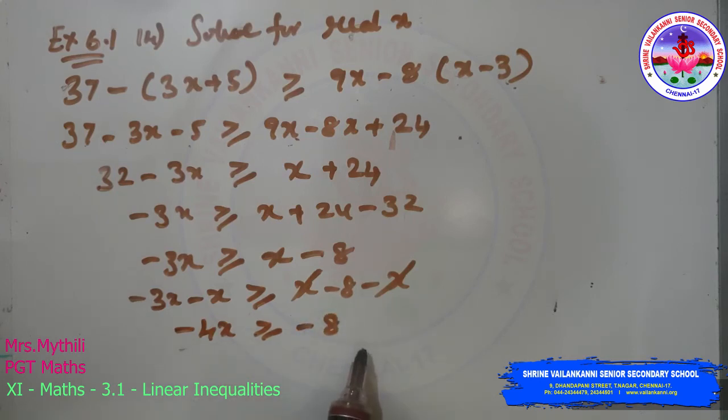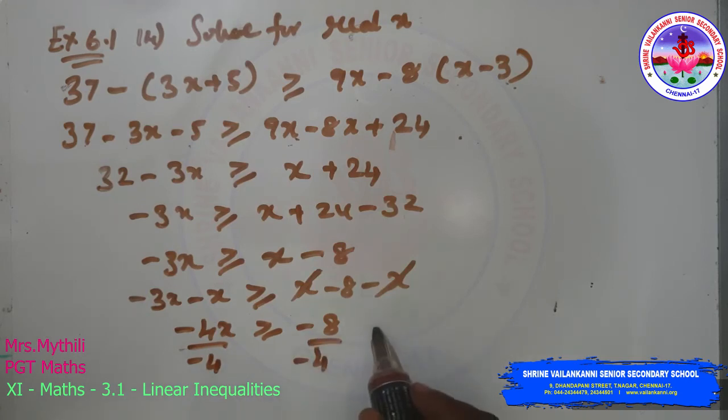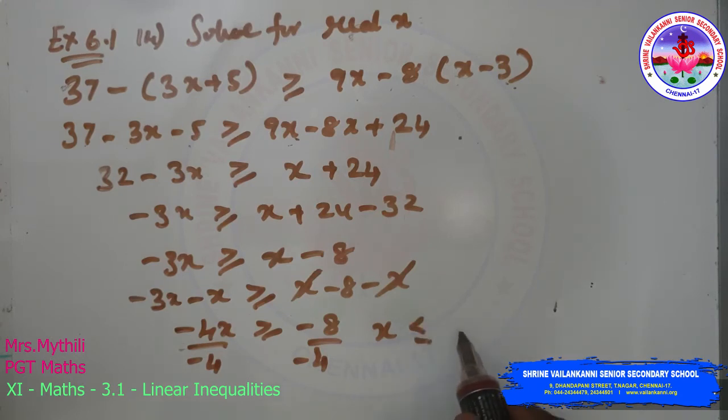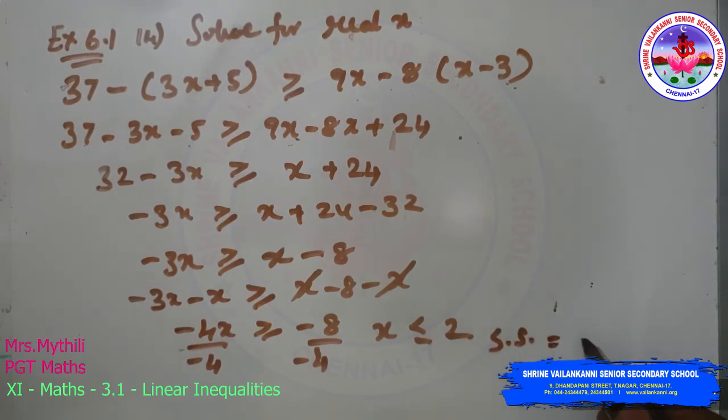So dividing by minus 4 on both the sides, we get x is less than or equal to 2. Thus all real numbers x which are less than or equal to 2 are the solutions of the given inequality. So solution set is x less than or equal to 2. So open in minus infinity and 2 is closed.